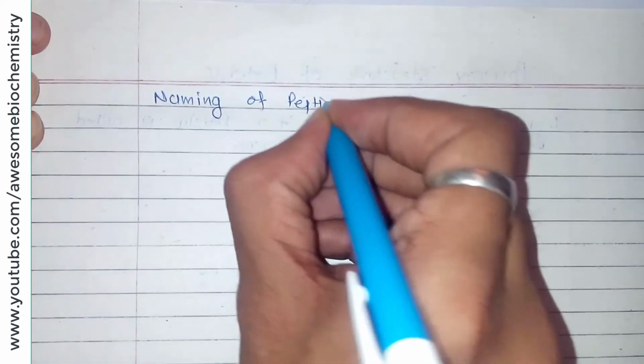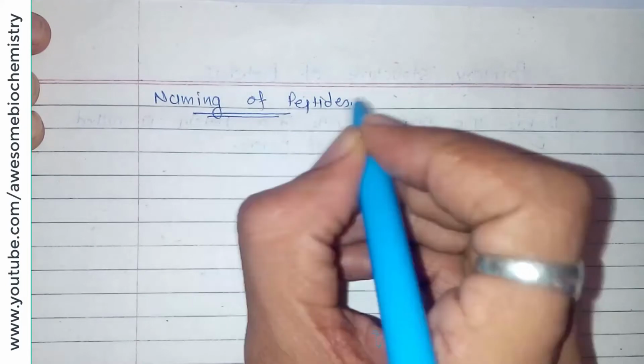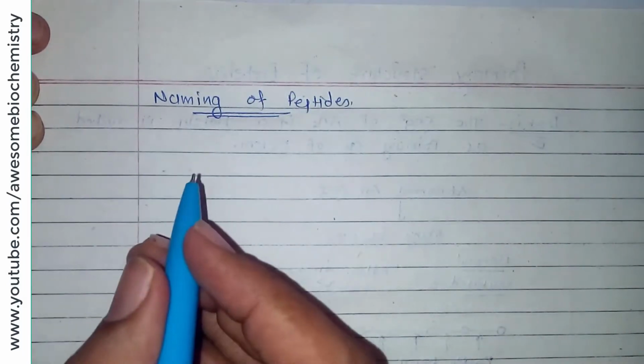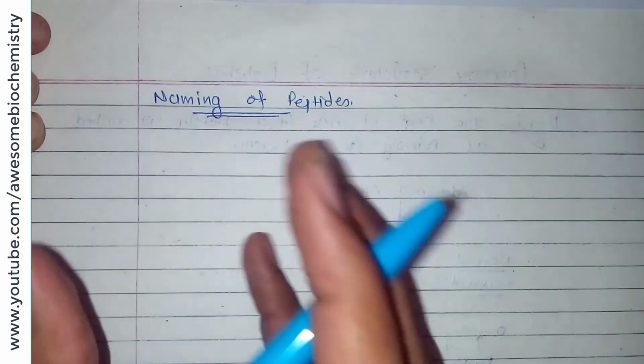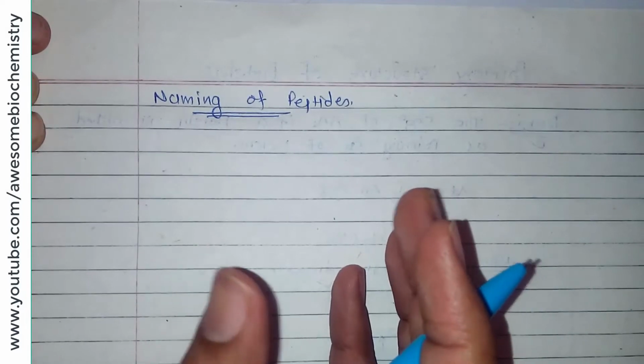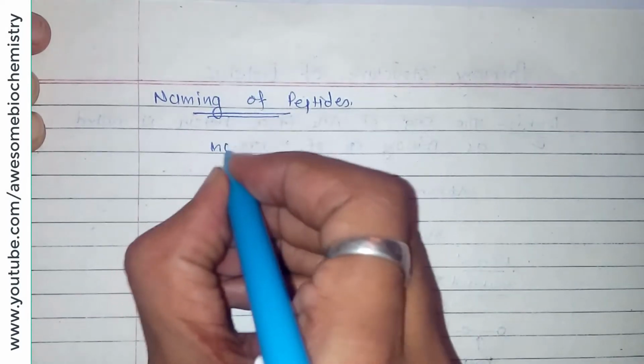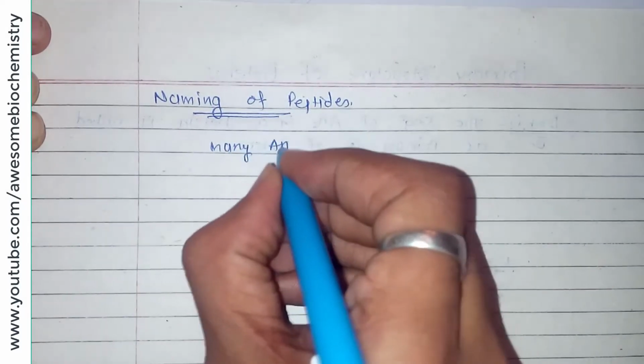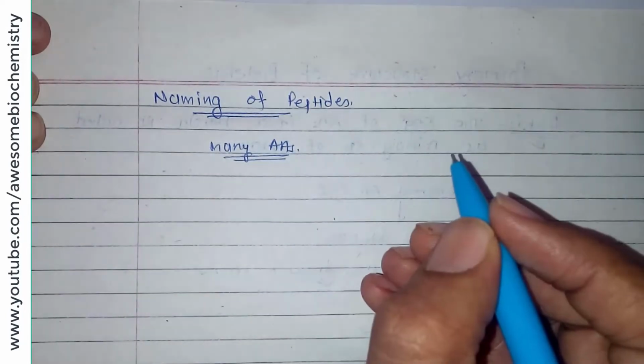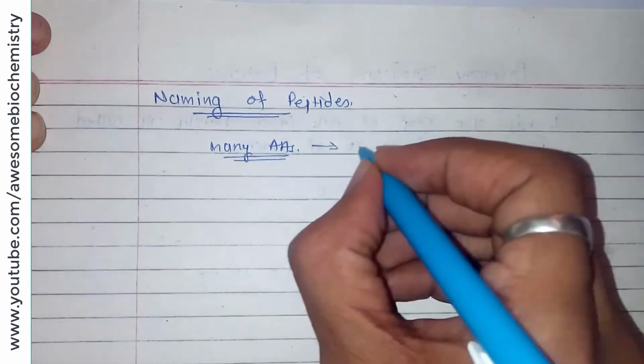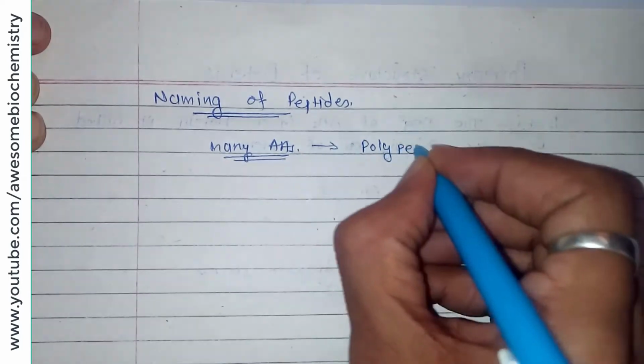So, next we will discuss the naming of peptides. As an example, I had taken simply a 3 amino acid peptide chain, but when there are many amino acids in the peptide chain, we call it a polypeptide, right?